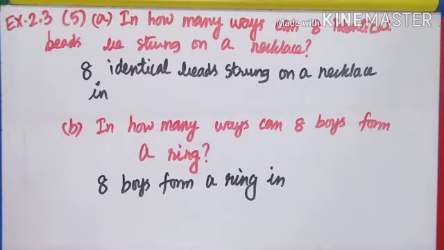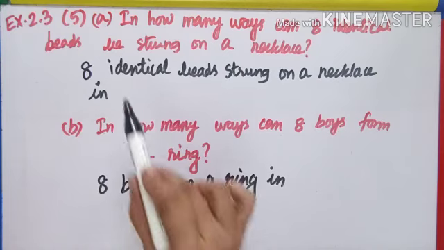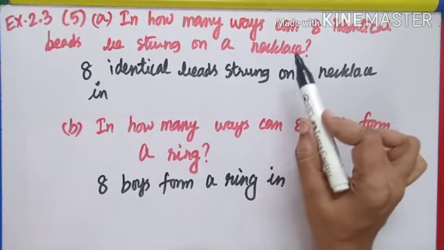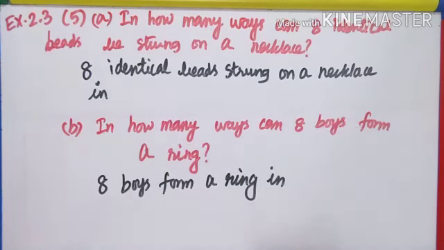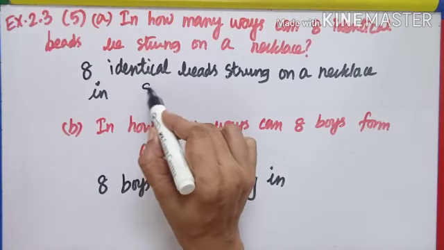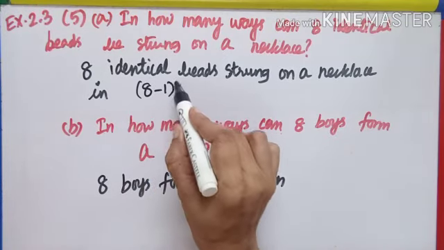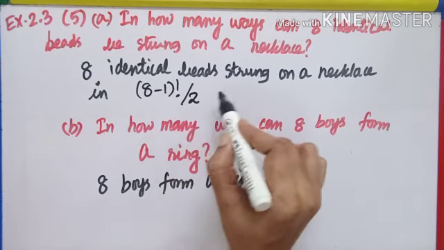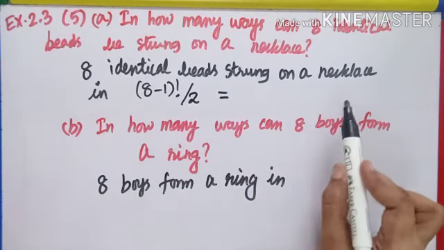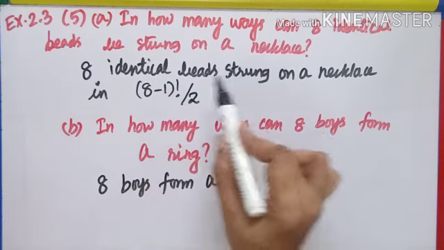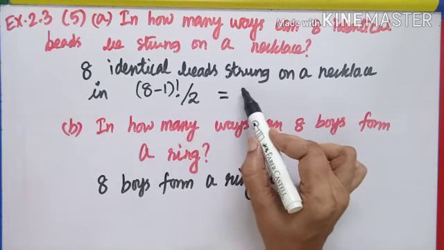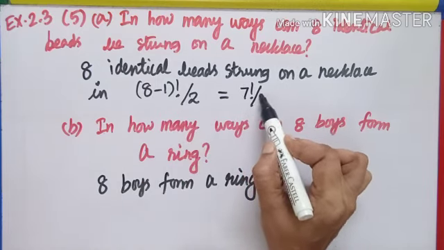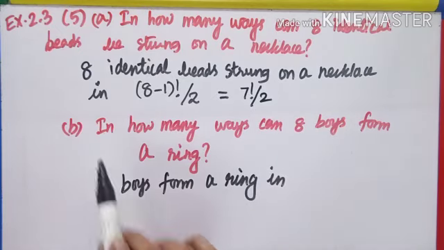Question number 5. In how many ways can 8 identical beads be strung on a necklace? 8 identical beads. So a necklace tells me it is a circular arrangement. So what is the formula? 8 minus 1 factorial divided by 2. Circular tells me subtract 1. Identical tells me divide by 2. So what is the answer? 7 factorial by 2.